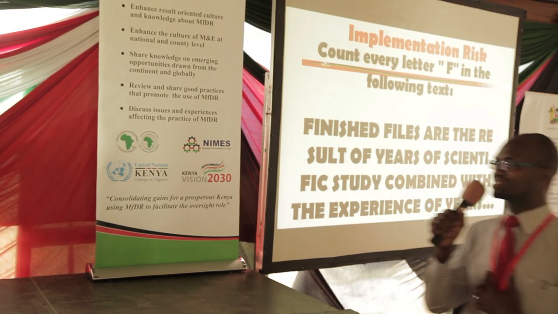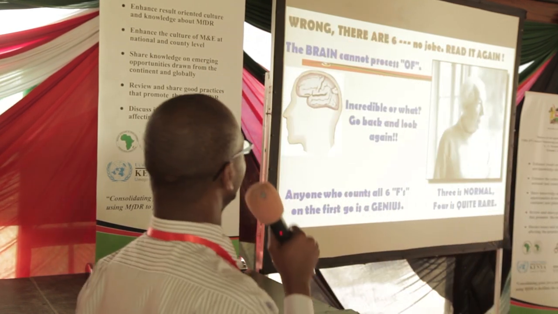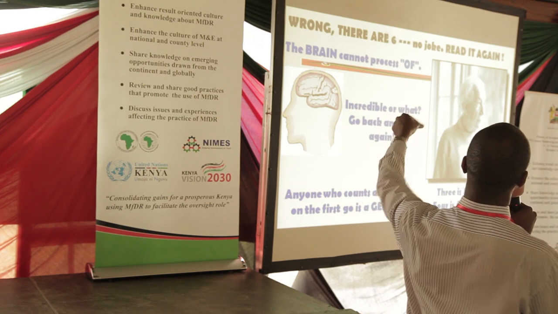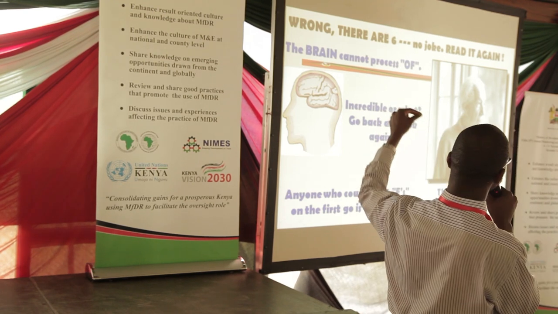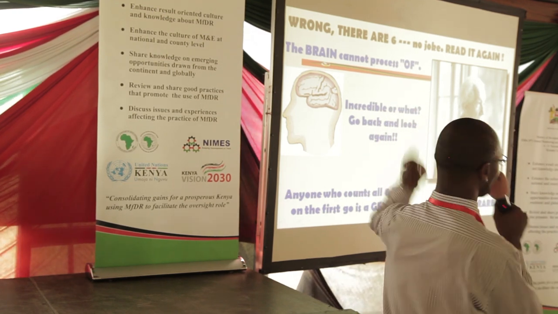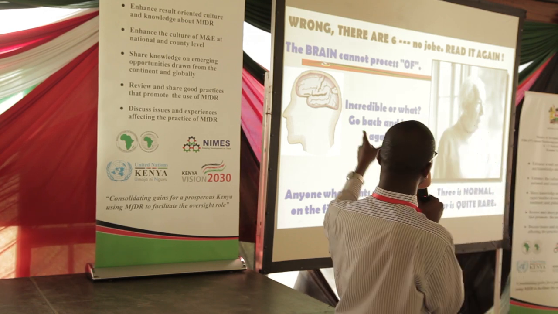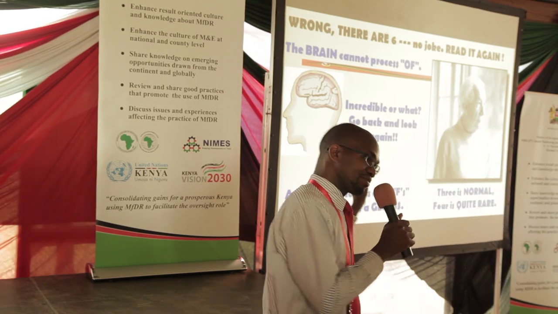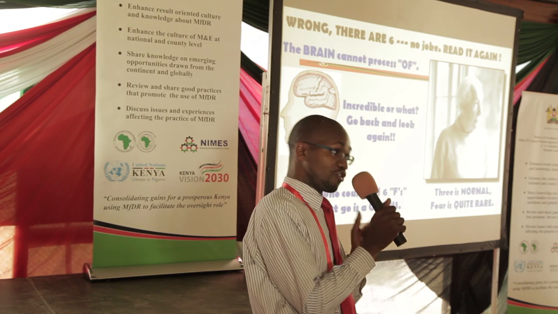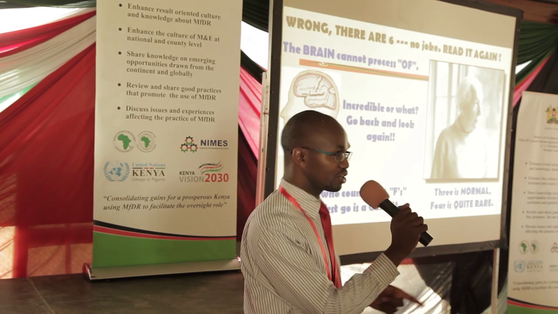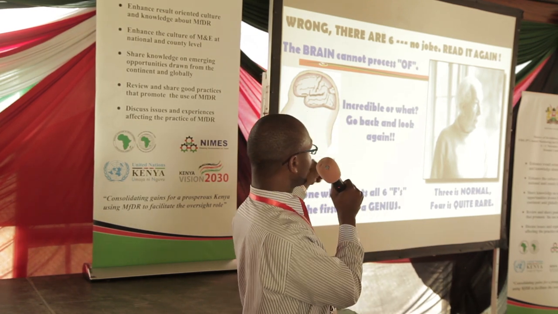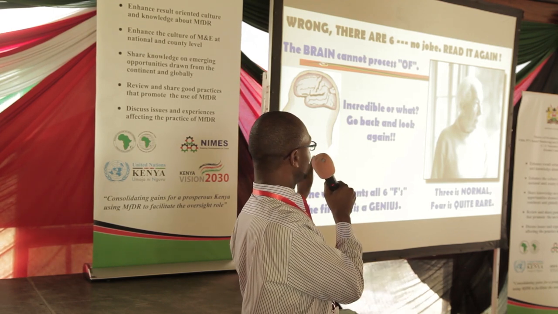Okay, let's move to the next page. Next slide. It was wrong, there are only six. Six F's in that statement, it's not even a joke when you read it again. However, before you go reading it, remember that the brain cannot process "of". The brain cannot process "of". It's incredible. Oh, wow. Go back and look again.